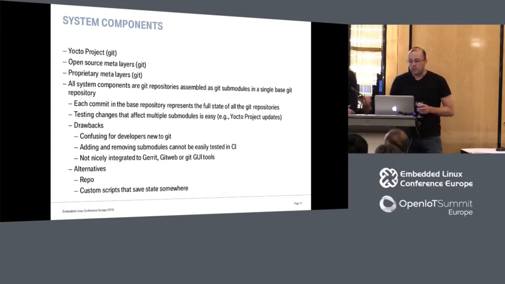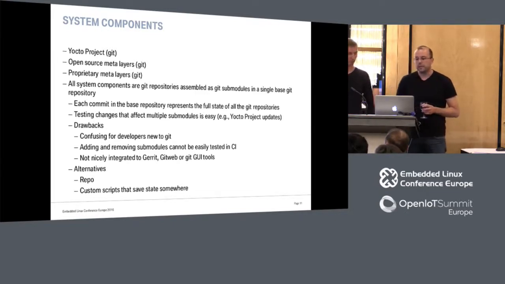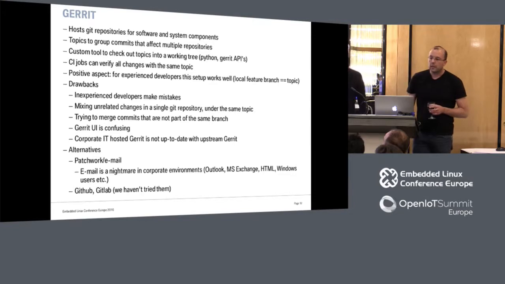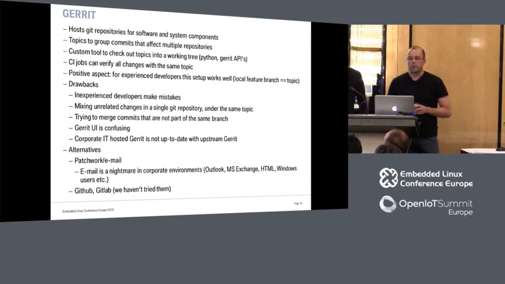Adding or removing submodules is a bit tricky to test in our CI infrastructure, and it's not nicely integrated to Gerrit, GitWeb, or Git tools. For example, repo, which we haven't tried yet in this project, has a much better integration to Gerrit, but unfortunately we don't use it. So we use Gerrit as a code review tool and server for Git repositories.